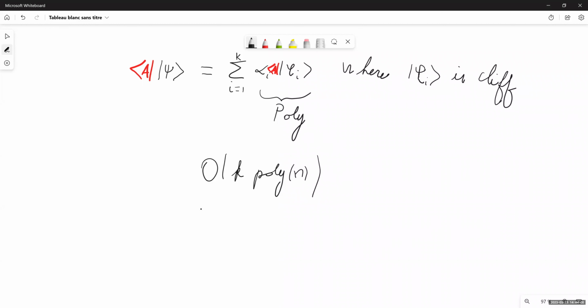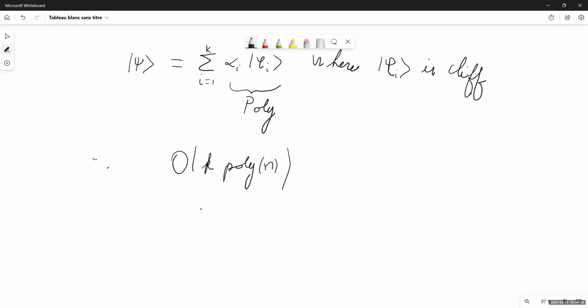For a given state, the minimal k is what we call the stabilizer rank of that state. And we strongly expect that stabilizer rank in general will take exponentially many terms, because otherwise you wouldn't have any advantage of quantum over classical. So okay, that's the idea, the non-ZX version of this idea.